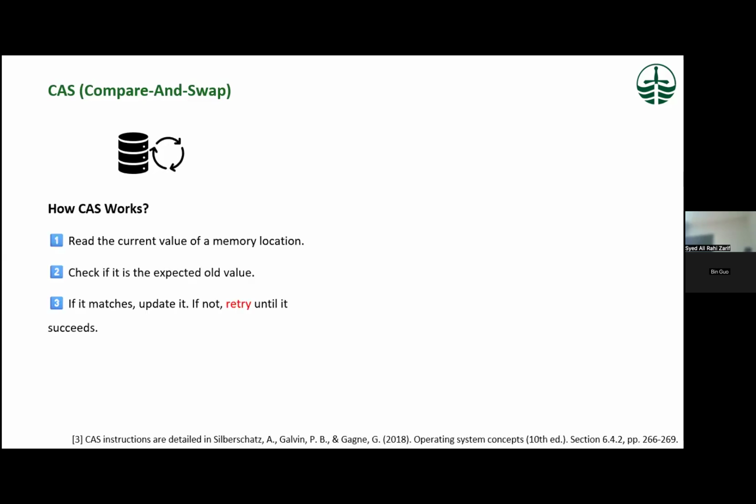In the CAS process, at first we need to read the current value of a specific memory location. Then we check whether the location is holding my expected value. If it is holding the expected value, then we update it. If it is not holding the expected value, then we have to keep retrying. So that means the CAS operation can generate retry overhead.